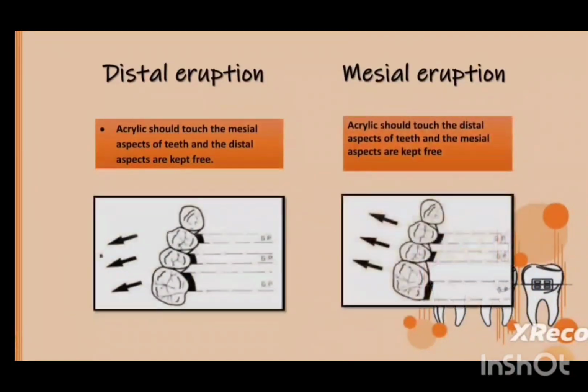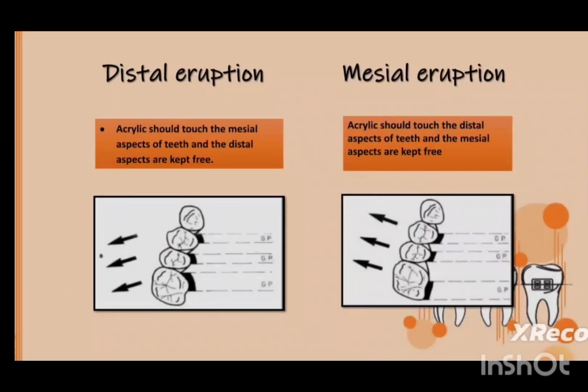Now talking about the distal and the mesial eruption. For distal eruption, the acrylic should touch the mesial aspects of the teeth and the distal aspects are kept free. Now this concept we have already discussed in activator. It is similar to it. The area where the acrylic will be touching will restrict the growth, right? Movement, and the area which is free of acrylic, the movement will occur in that direction.